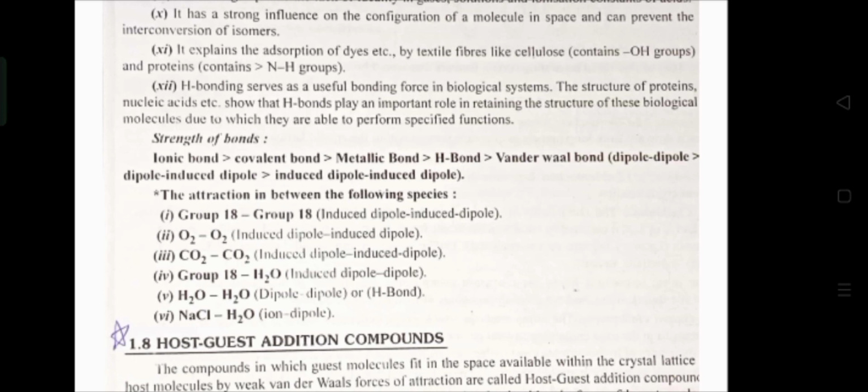induced dipole bond. The attraction between the following species: group 18 to group 18, induced dipole attraction is there. In O2 and O2, induced dipole is there. CO2 and CO2, induced dipole-induced dipole attraction is there. Group 18 and H2O: as we know, H2O is a polar compound, and group 18 is non-dipole, so induced dipole-dipole attraction is there. H2O and H2O: H2O is a polar compound, that is, it has a dipole, so it contains dipole attraction or H bonding.